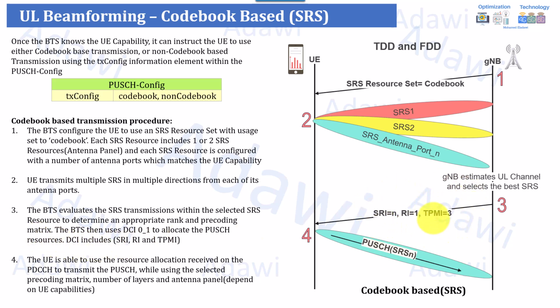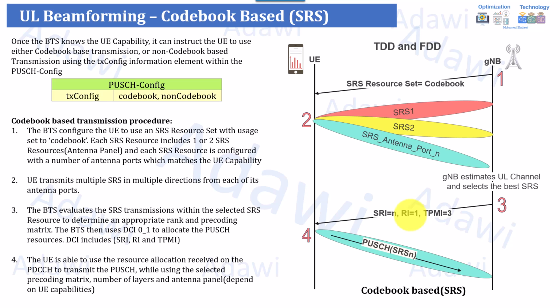This information, the most important one called TPMI, which is transmit pre-coder matrix indication, telling him which one of the pre-coding matrices has been selected, and also something called SRI to tell him which one of these SRS resources is going to be used, for example, 1 or 2 or 3 or N, and also other important information related to the rank.